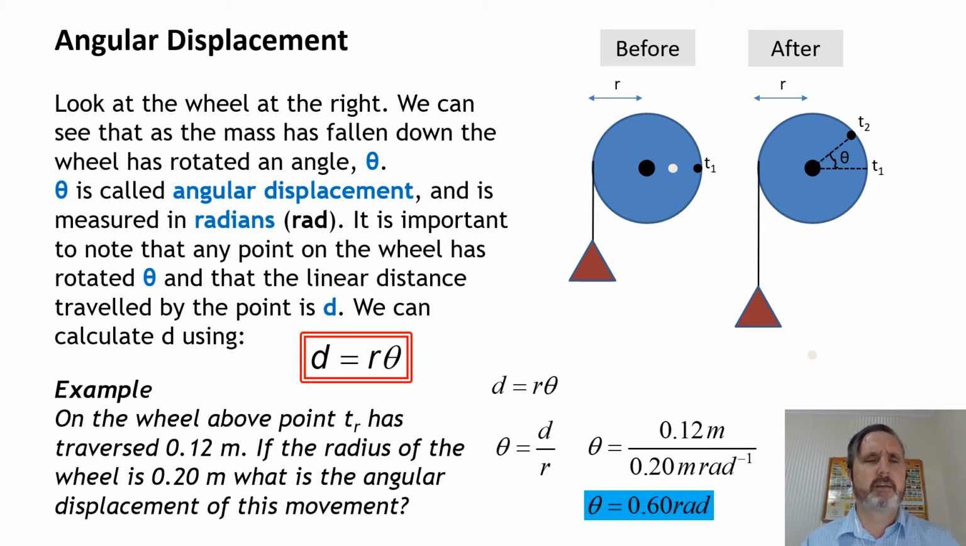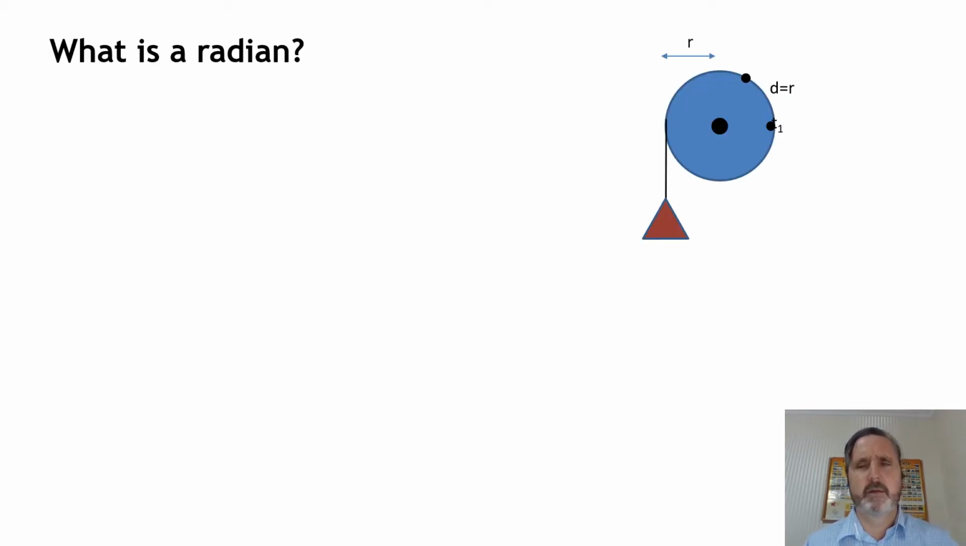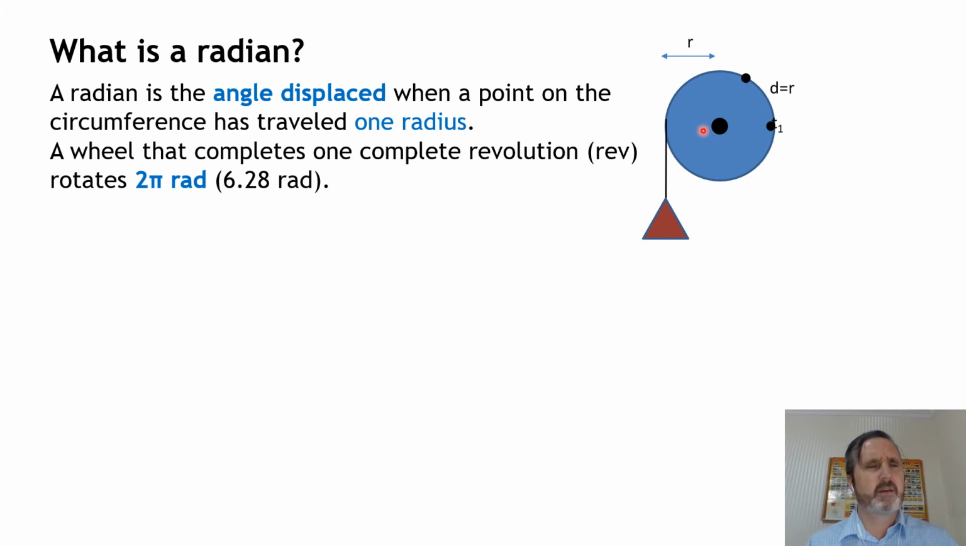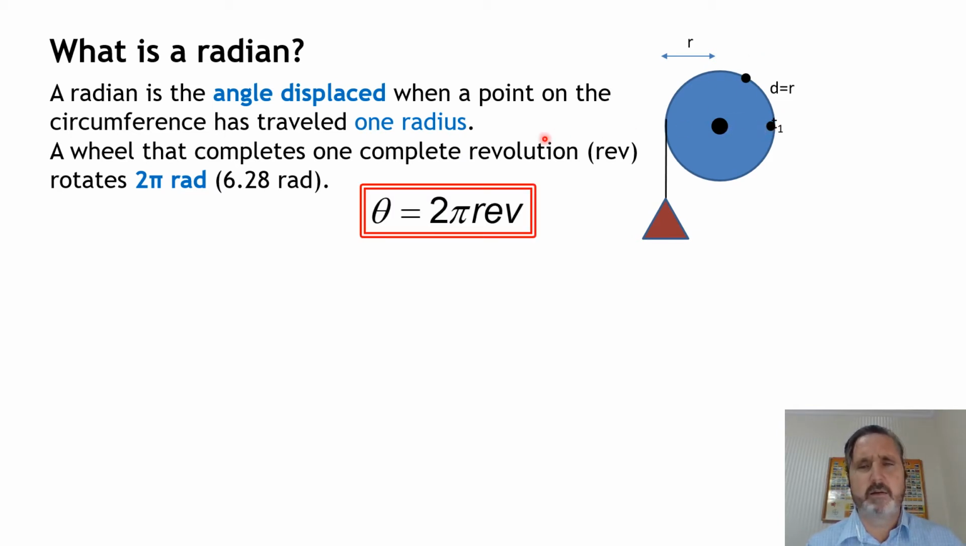But here's the point. What is a radian? So here is an example of our disk again. A radian is actually the angle displaced when a point on the circumference has traveled one radius. So if this point has traveled a distance equal to the radius around the circumference, then this angle here will be 1 radian. And in fact, around a whole circle, there are 2 pi radians, or 6.28 radians.